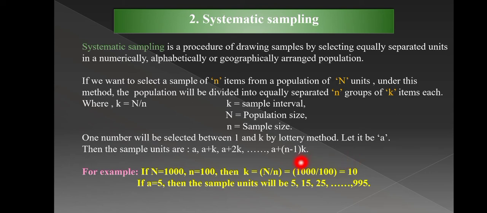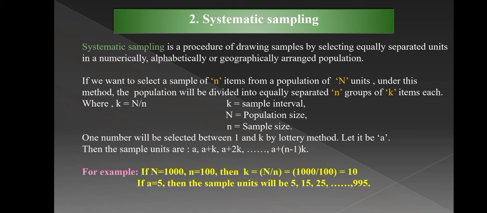So here 1000 is the population, 100 is the sample. We want 100 samples here, and 10 is the difference. Suppose I select the first number as 5, and while selecting the second number, I should keep the difference of 10. Suppose the first number is 5, the second number will be 15. So in between 5 and 15, the difference should be 10.